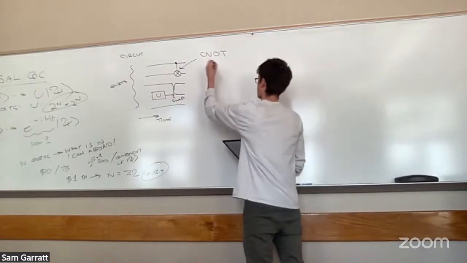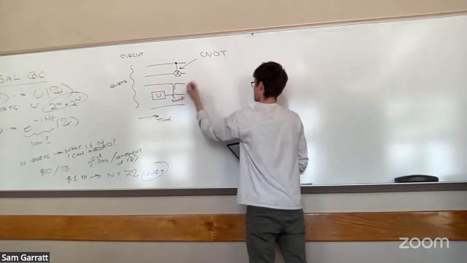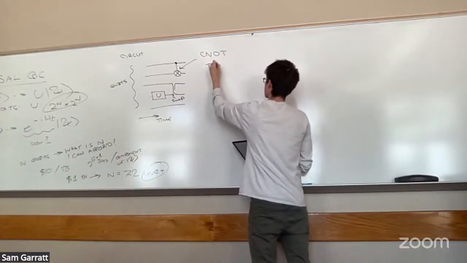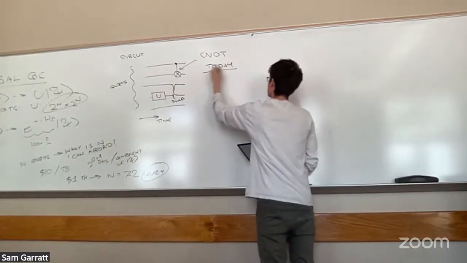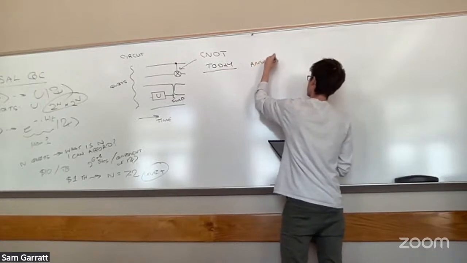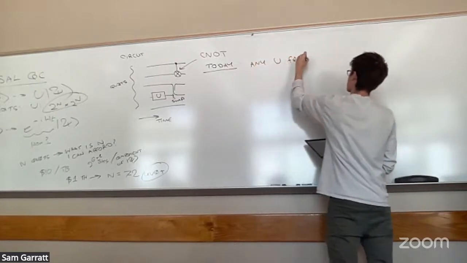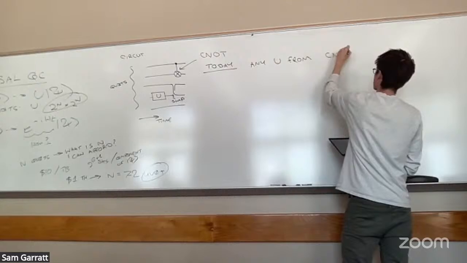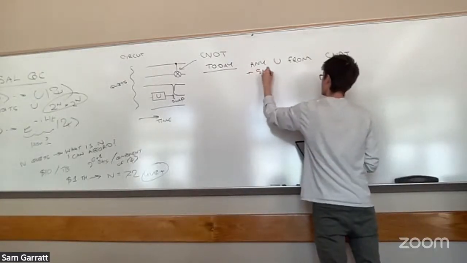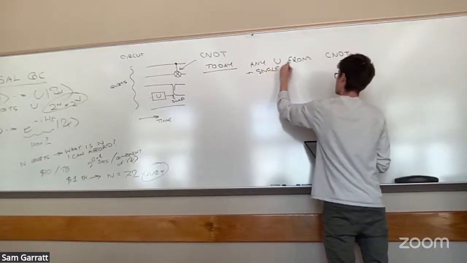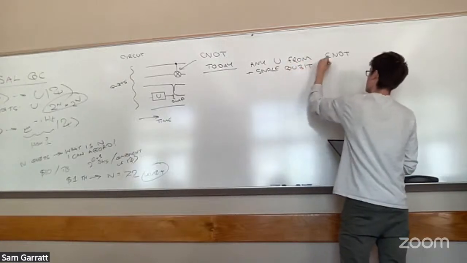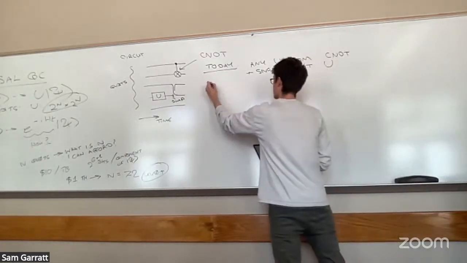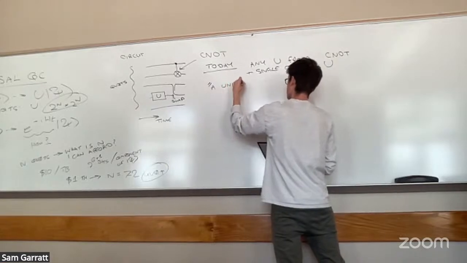Okay, let me just say that again. Today, any U from CNOT plus single qubit U. And now you call this a universal gate set.